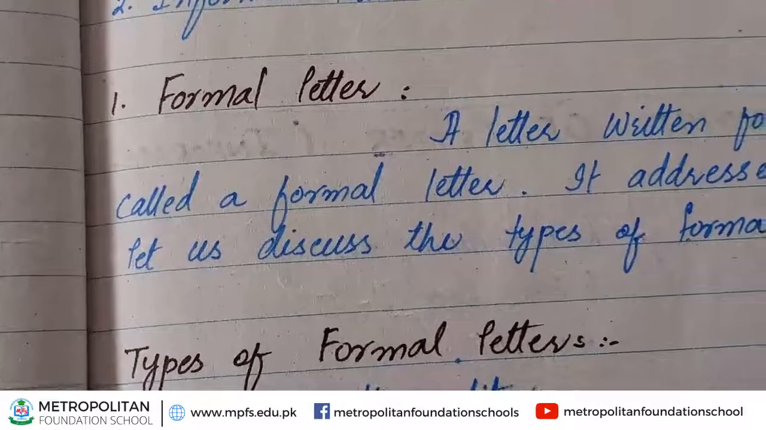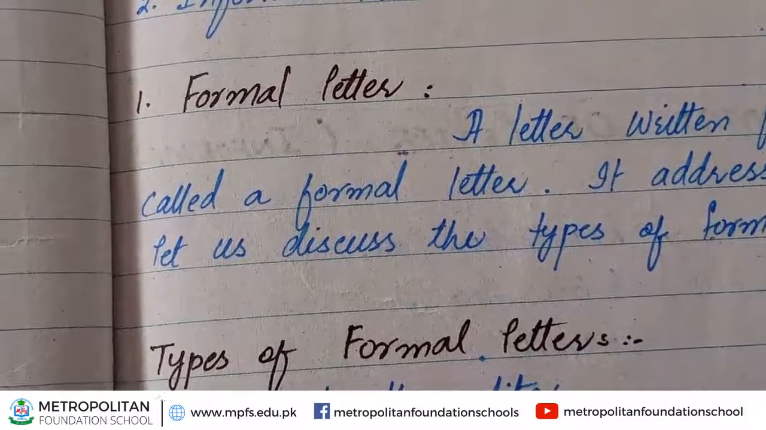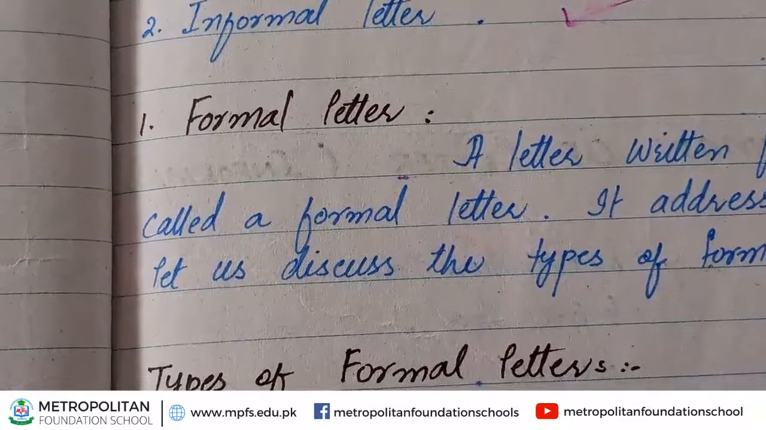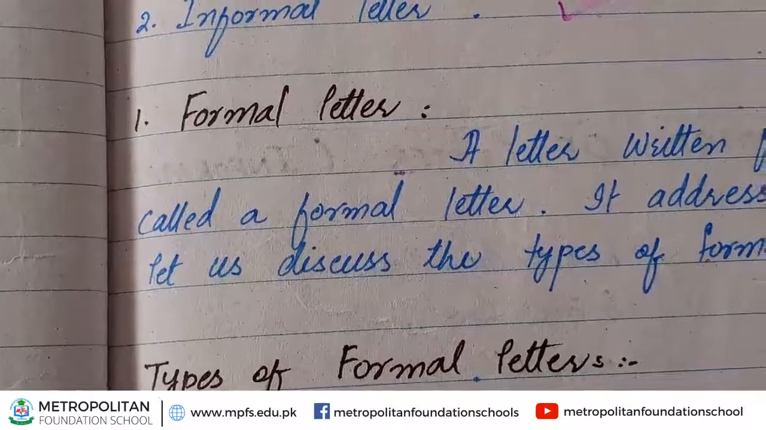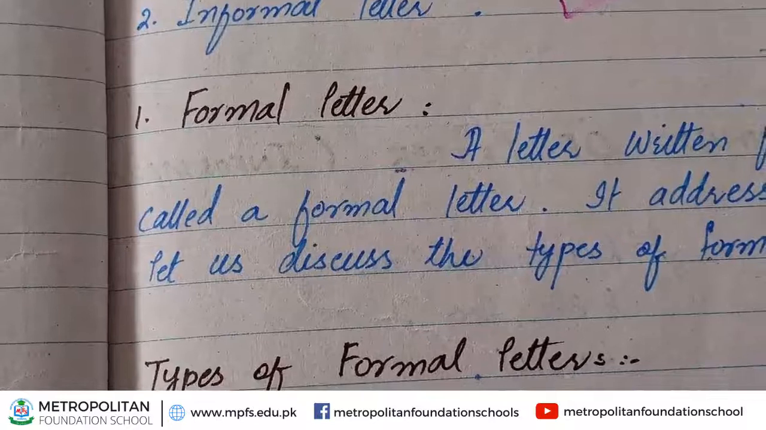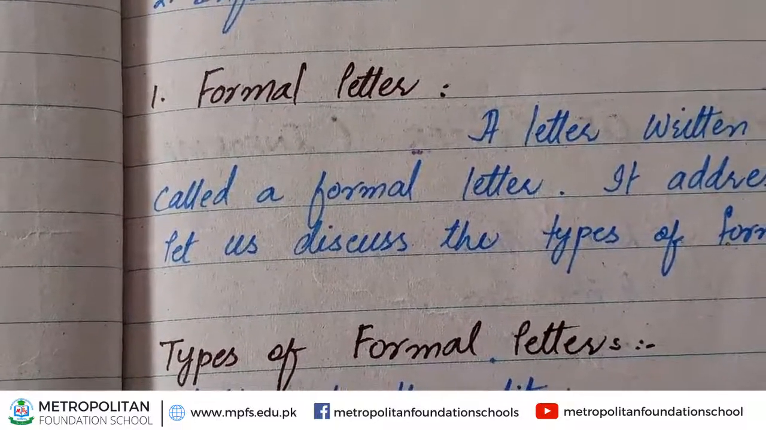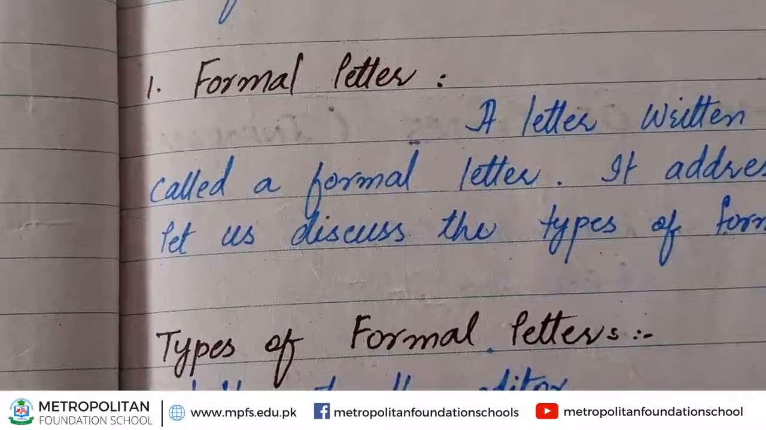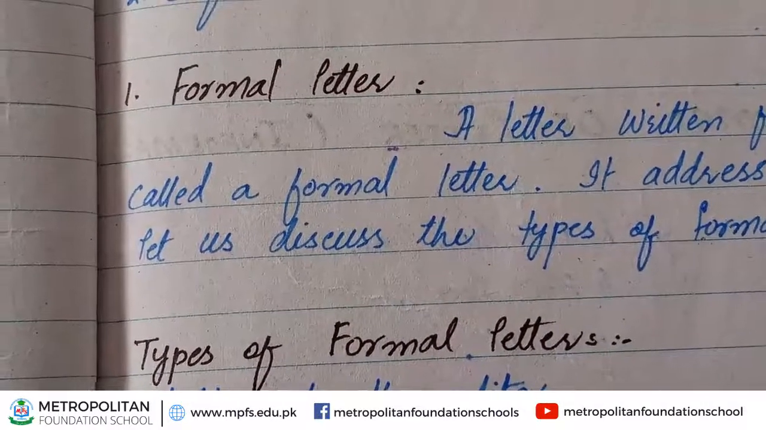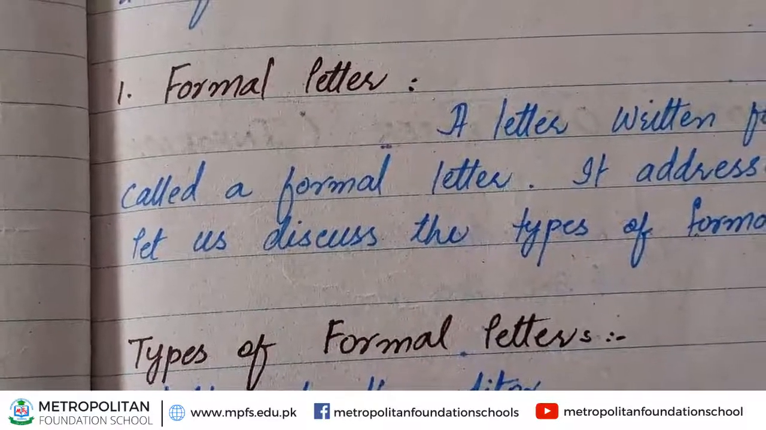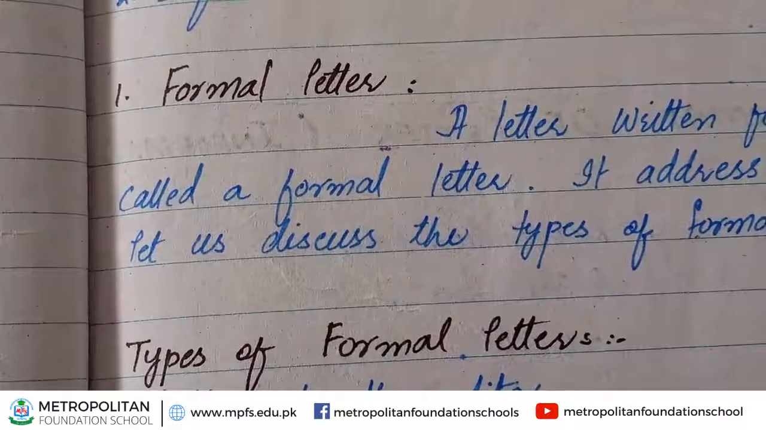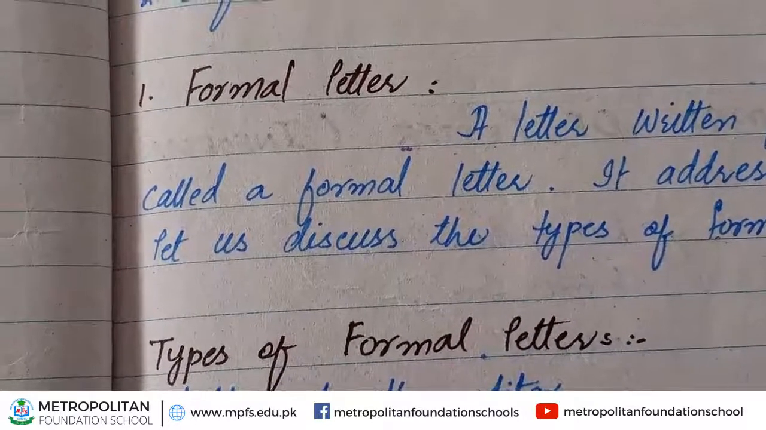And after the complementary clause, we come to the signature. So what is the signature? In the signature, the full name of the sender should be written below the complementary clause, and the designation or professional rank of the sender may be written below with the signature. Then after, we come to enclosures.